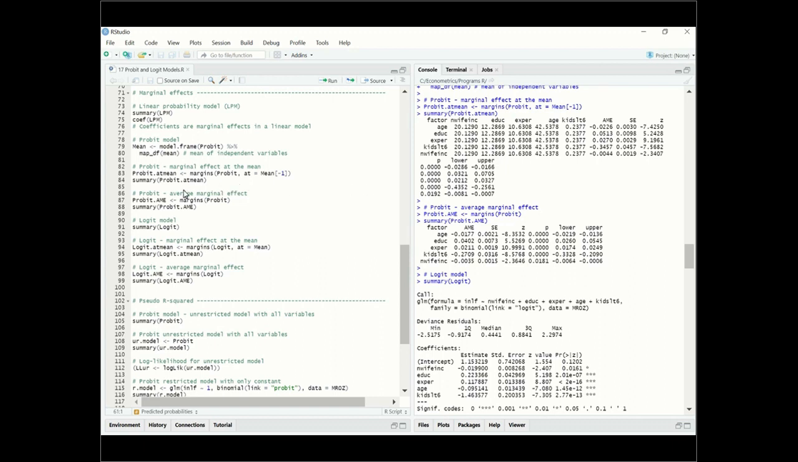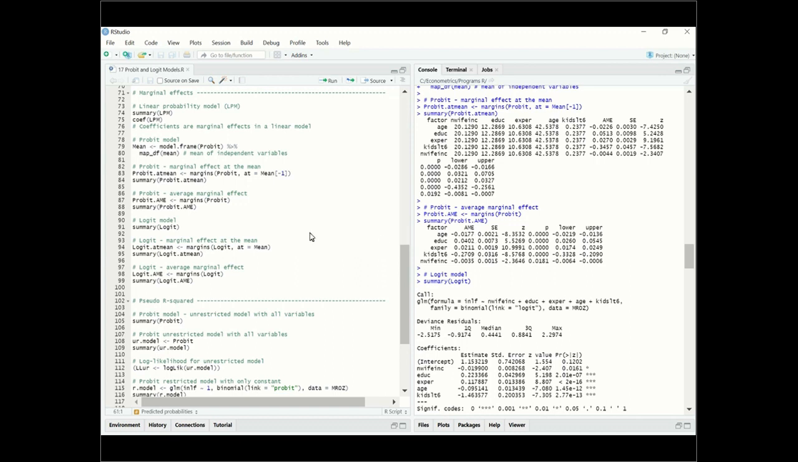Another way is to calculate the average marginal effect. For this, we're going to use margins and probits. If we don't specify at mean, we're going to get the average marginal effect. Here, these are the average marginal effects, and we see that they are a little bit different than these. A marginal effect is calculated for each observation and then averaged across all of the observations, whereas marginal effects at the mean are calculated at the mean values for everyone. So we interpret these average marginal effects this way: for each additional year of education, women are 4% more likely to be in the labor force, or for each year women get older, they're 1.7% less likely to be in the labor force.